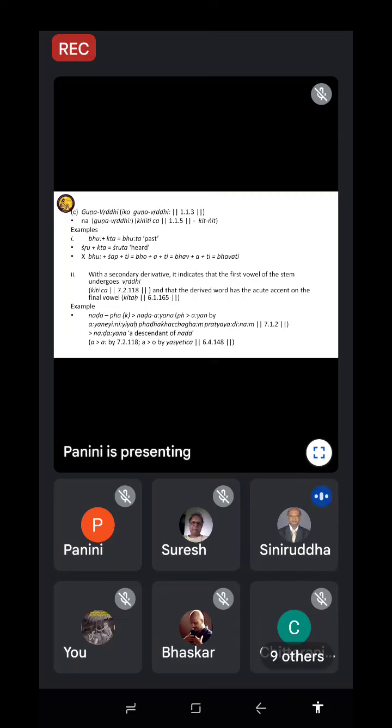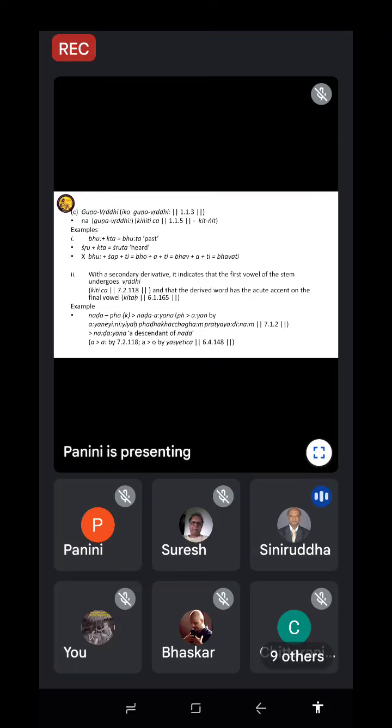When we make taddhitas, what happens? If the suffix is, look at this, it indicates the first vowel of the stem undergoes vriddhi. First vowel. Generally guna or vriddhi takes place: E, U, Ru, Lu become I, Au, R and so on. But there are certain cases where the kit suffix, though here it is guna vriddhi nisheda, is also used to indicate something in a different section.